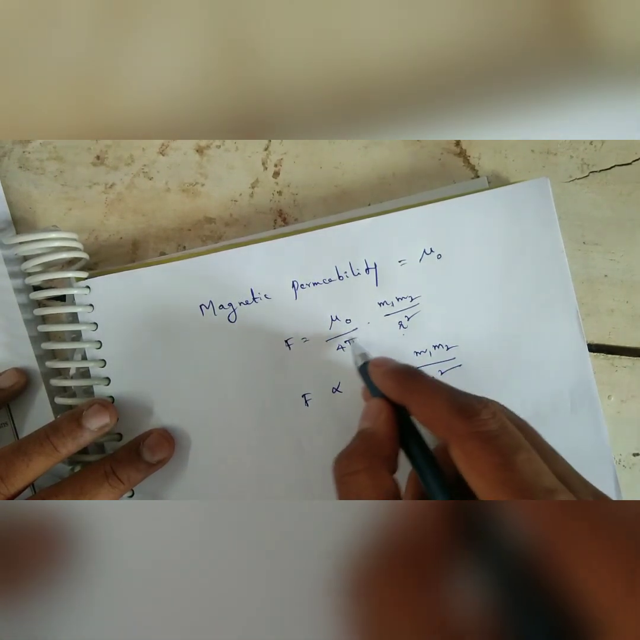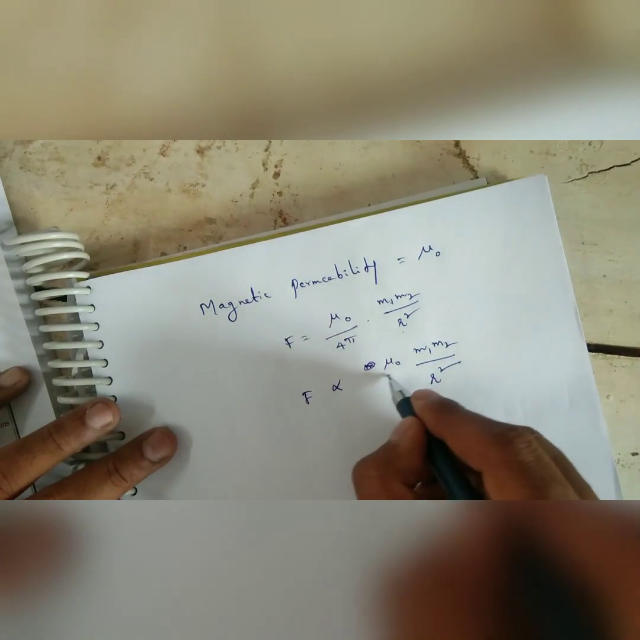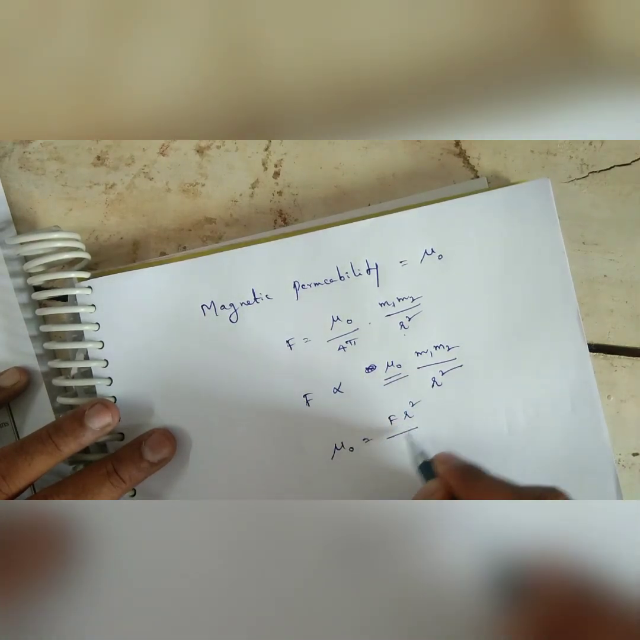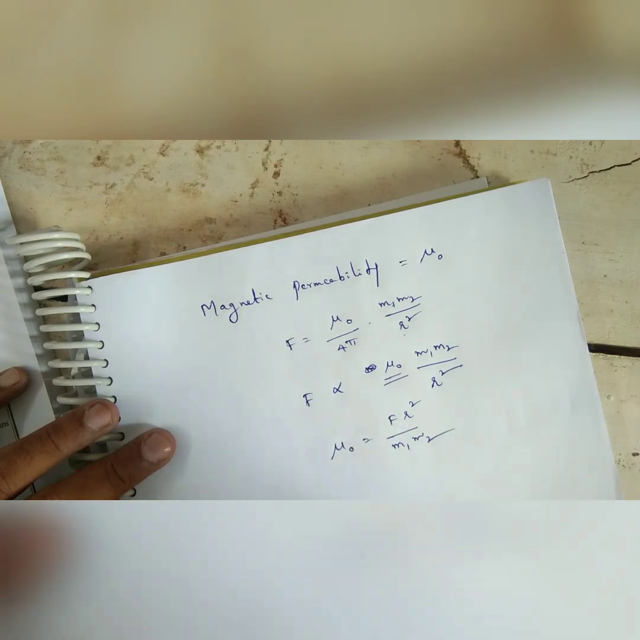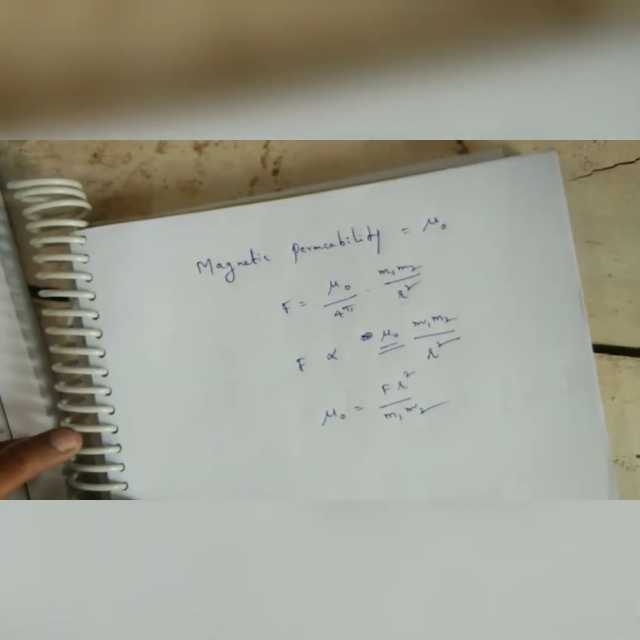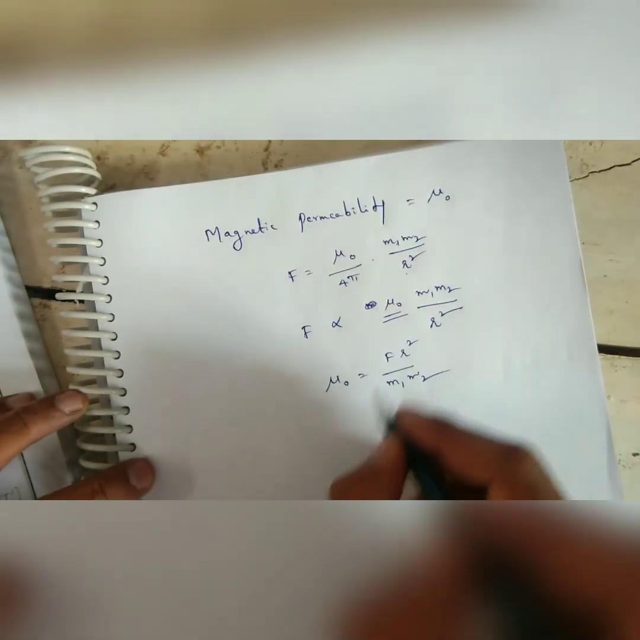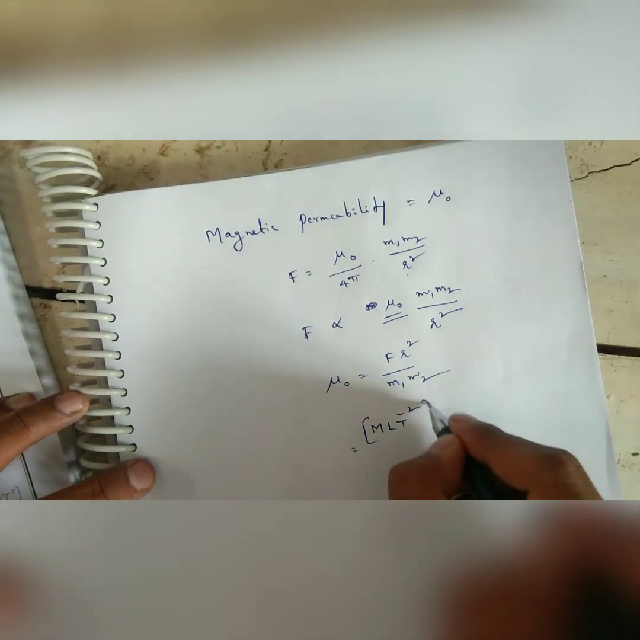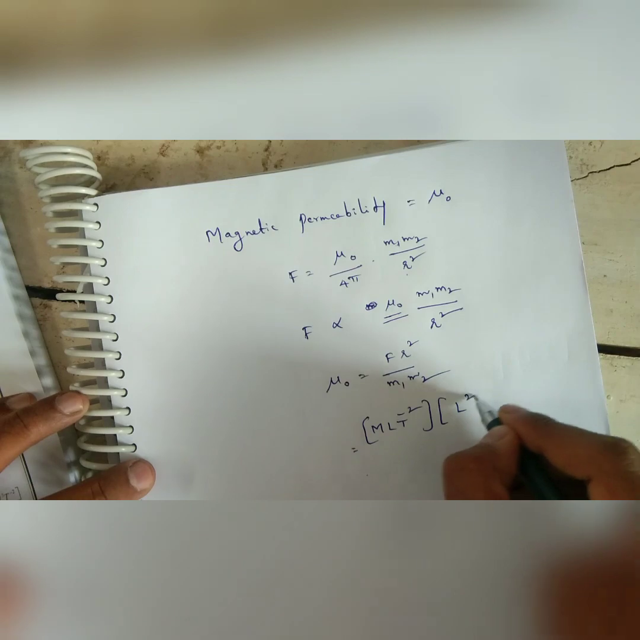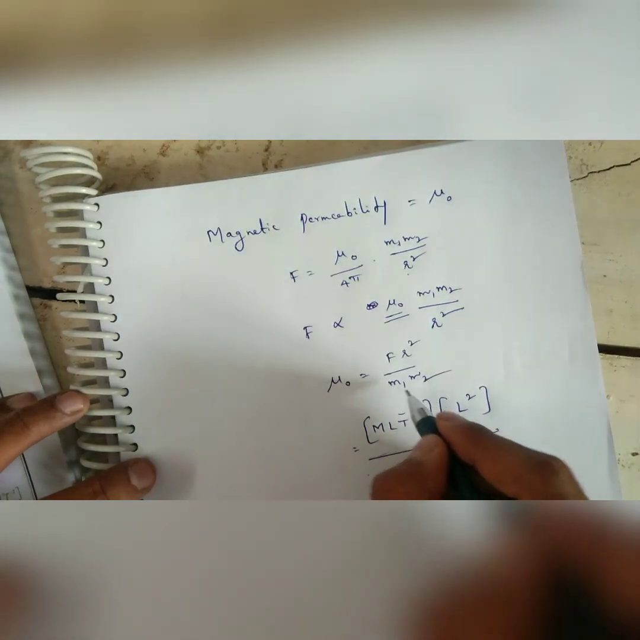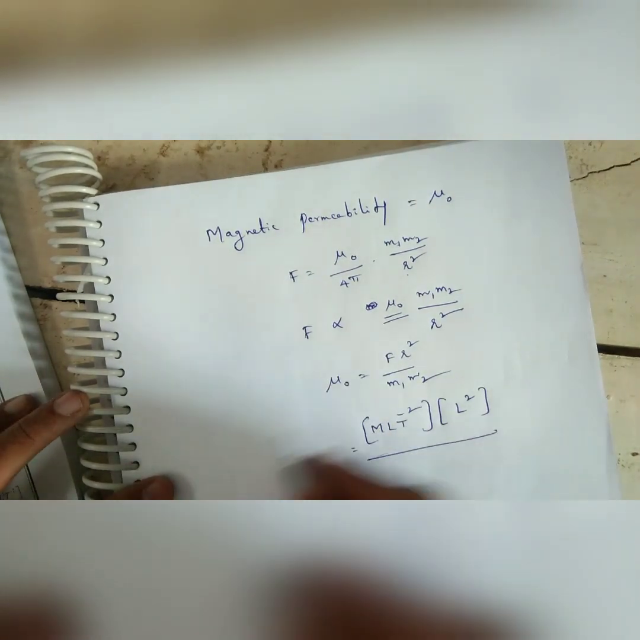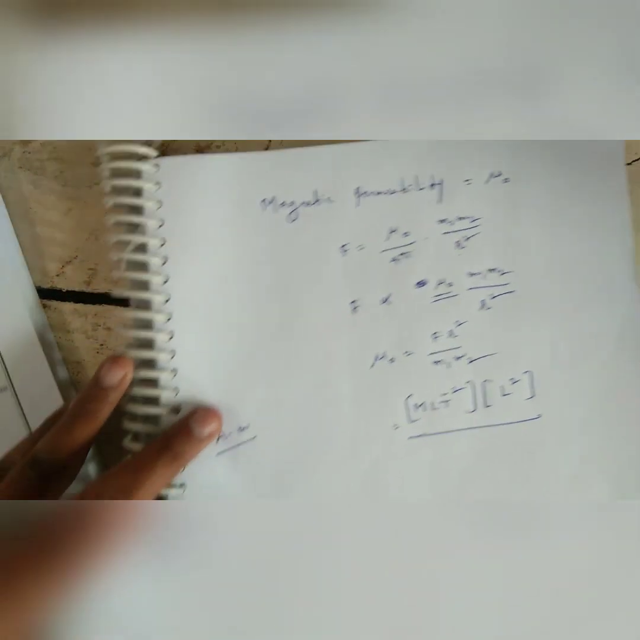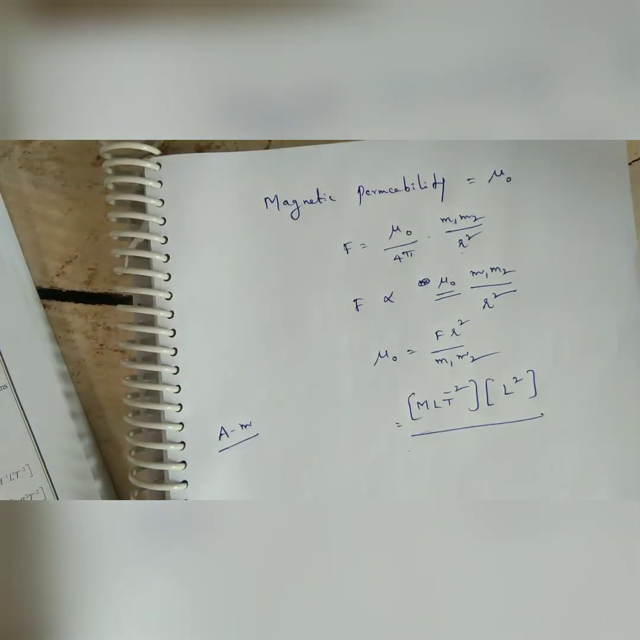Here forget about the 4 pi. Then I require the mu naught. Mu naught is equal to, what is the formula? F r square by m1 m2. Now the dimensional formula of F, force, is MLT minus 2. R is the distance, L square, divided by pole strength. What is the unit of pole strength? Ampere meter. Ampere meter is the unit of pole strength.